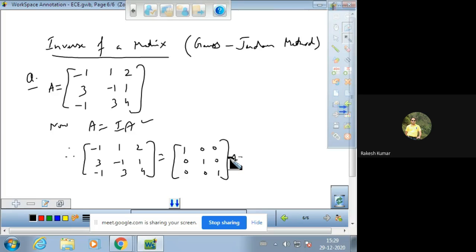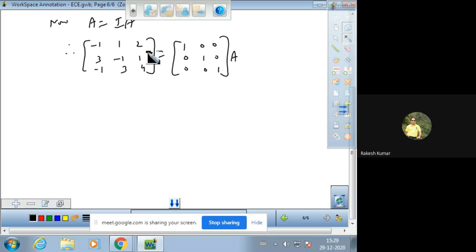Now you need to apply row operations, because this is a certain particular method in which we have to apply only elementary row operations. Let us see the operations which we have to apply.